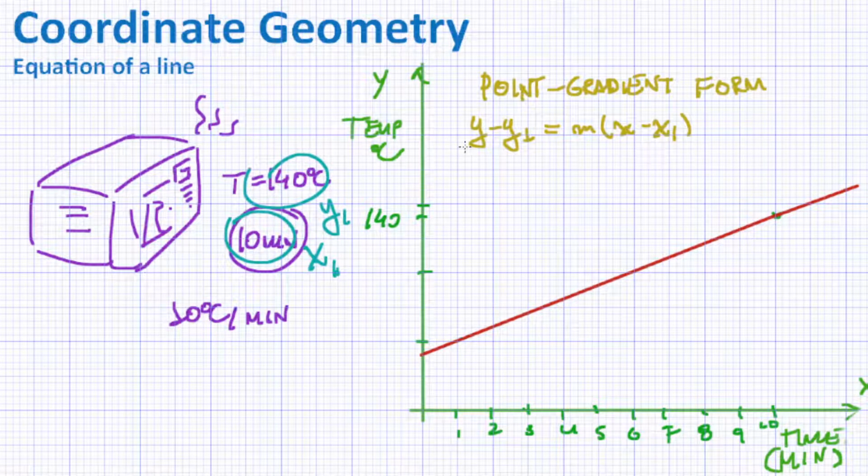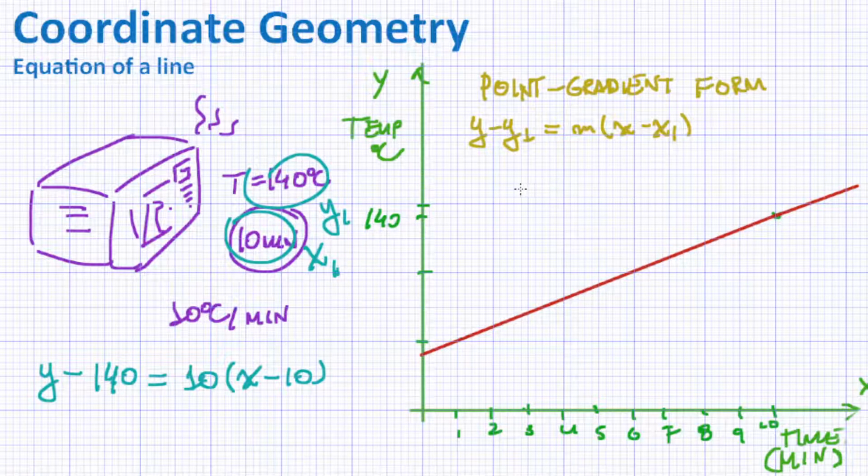So applying to this example, our equation of the line would be y minus y1, which is 140. This should be equal to m, our gradient, which is 10, multiplied by x minus x1. So this function here is assuming y is temperature in degrees and x is time in minutes.